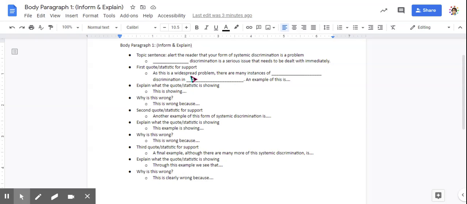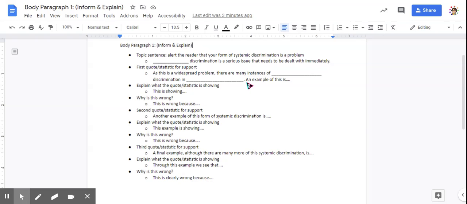This is what you wrote in your introduction as the fourth sentence. Is it in the workplace? Is it in schools? Is it in politics? Is it in society in general? What did you write in that last sentence of your introduction? That's going to go in that blank.